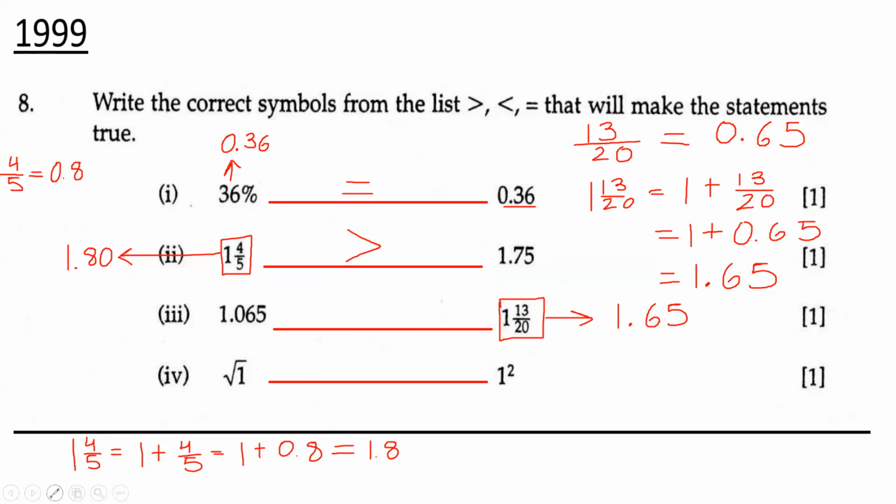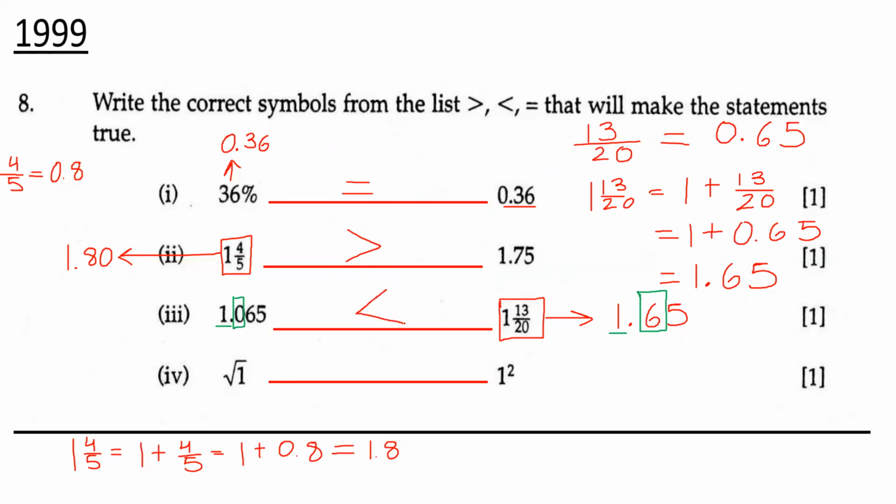Well, let's see. We have 1 and 1, so they are equal in the ones place. And then we have 0 for the 10th place, and then we have 6 for the same 10th place. So which one is bigger? Well, 6 is bigger than 0. We don't have to check any other numbers. This one is bigger, the 1 and 13 over 20.